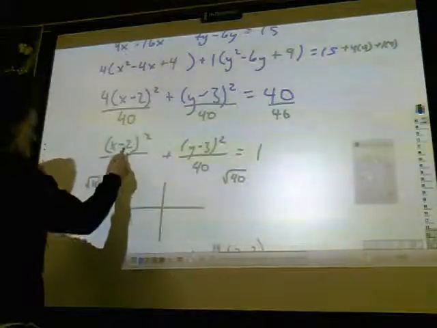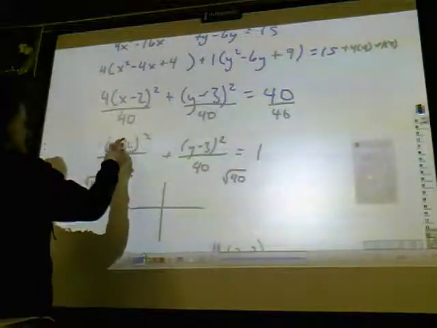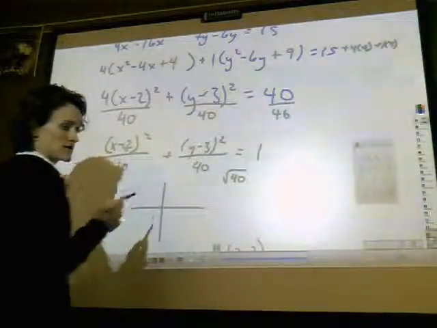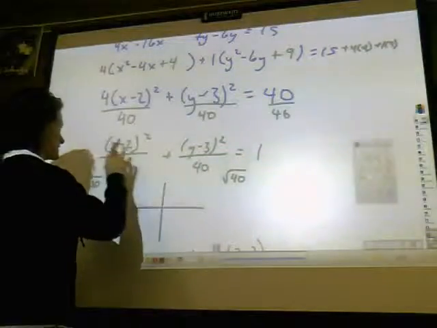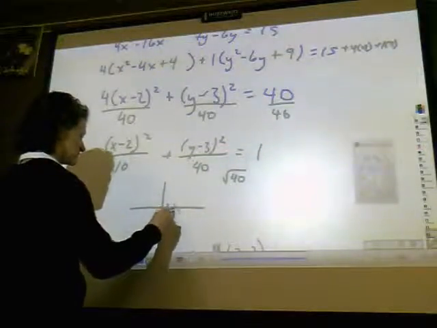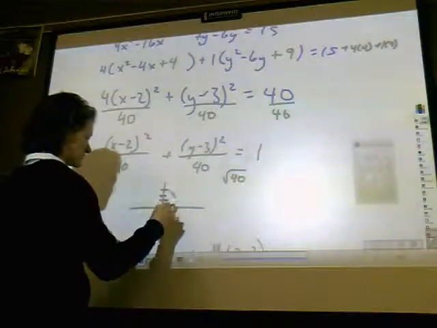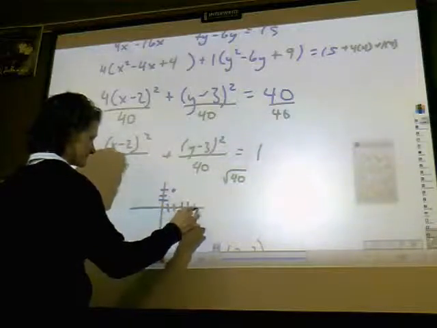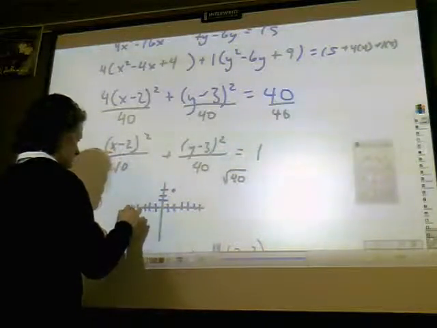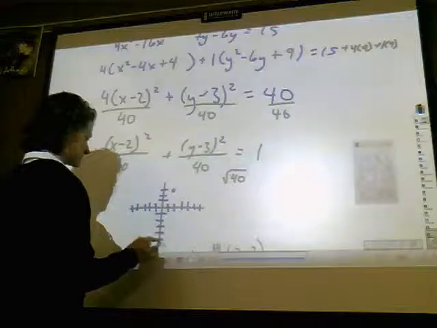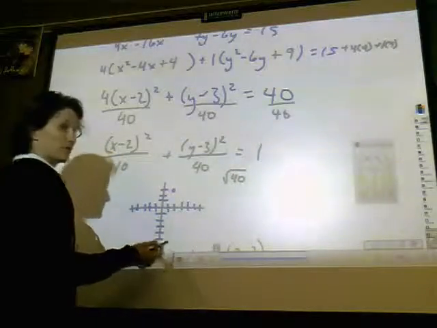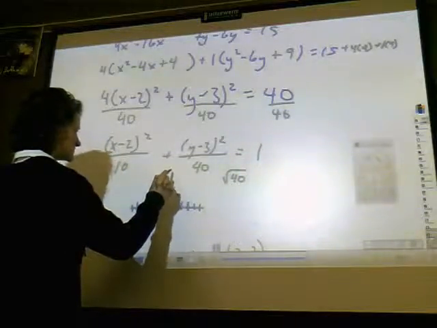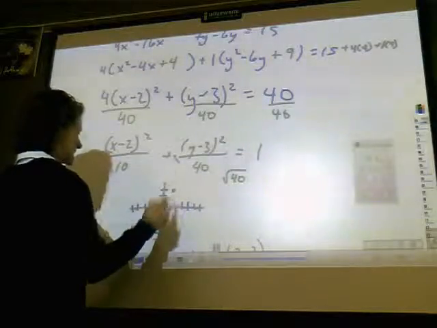Okay, so we're going to center it. We're going to start the ellipse at 2 and 3, opposite sign. So 1, 2, 1, 2, 3. There's the start of the ellipse. Now for tallness, we're going to go down 6 and up 6. It's actually 6.1, but whatever. 1, 2, 3, 4, 5, 6.1.